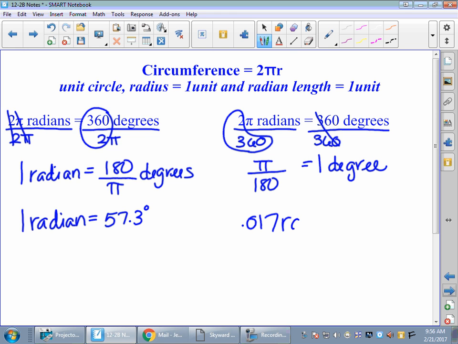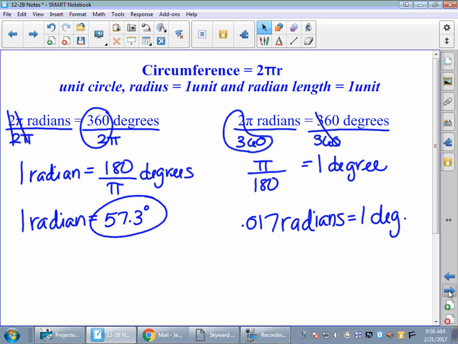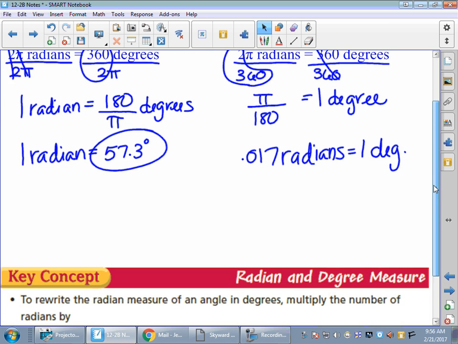So 0.017 radians are equivalent to 1 degree, which is going to be really small. If I was looking at how many radians fit into a degree, this one makes a little bit more sense. That's how big 1 radian measure is. You know, we talk in terms of customary and metric systems. I think it's like 3.5 centimeters equals an inch, roundabout. We kind of memorized that.